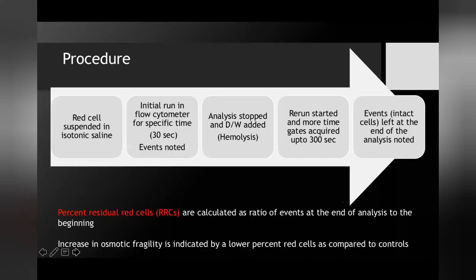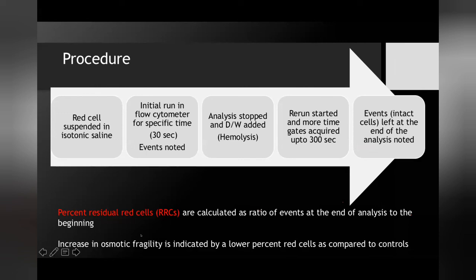So here what we do is that the red cells are suspended in isotonic saline, and initially the flow cytometer is run for around 30 seconds and the number of events is noted. Then the analysis is stopped, distilled water is added to the sample, and the run is again started, and more time gates are acquired for up to 300 seconds.